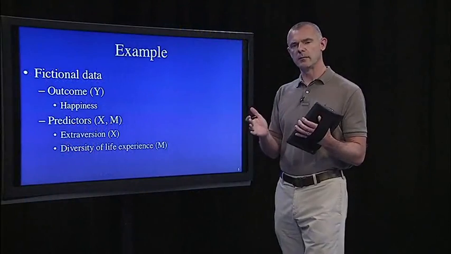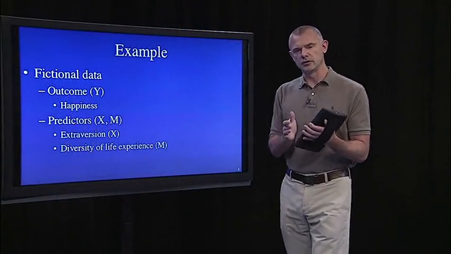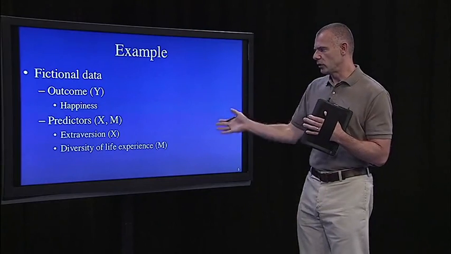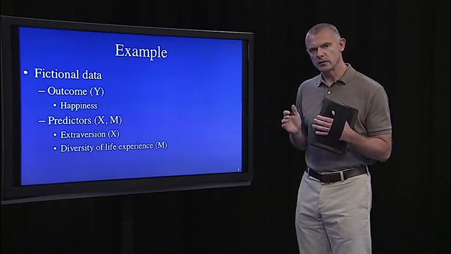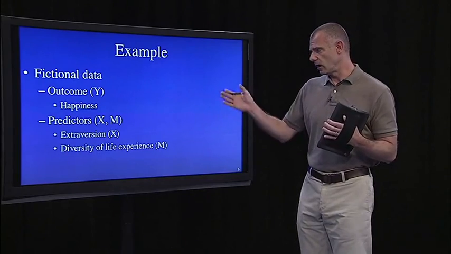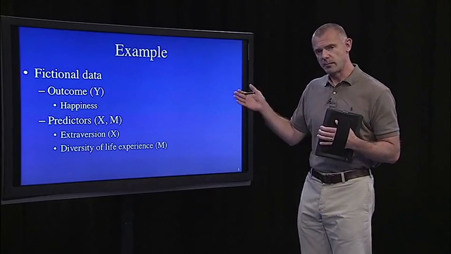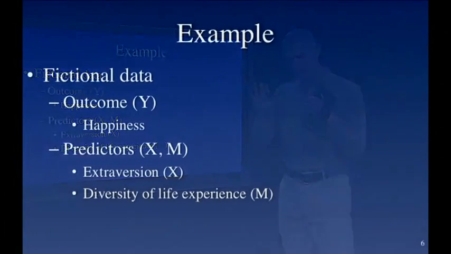So we went through this example in Lecture 10, where we showed that diversity of life experience was a partial mediator of the relationship between happiness and extroversion. And we walked through how to represent that in a graphical model. But here what we'll do is I'll show you how to do that in R, and we'll write out the script.